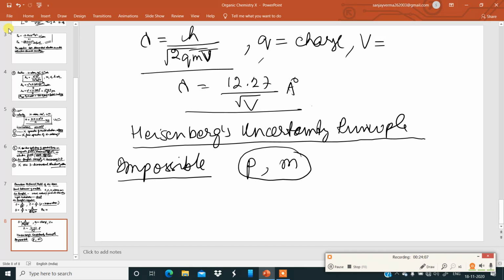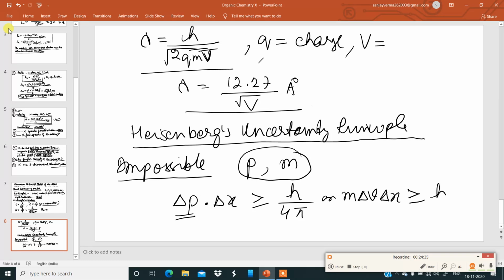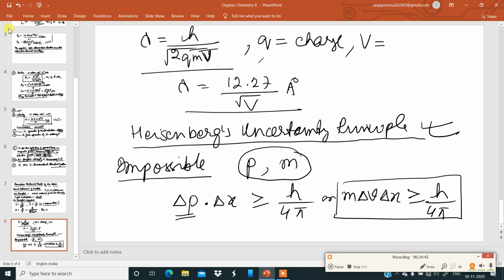Correspondingly, there is a relation: delta P times delta X is greater than or equal to h by 4 pi. Or I can write this equation, since the mass of the particle is constant, as m into delta V, because P stands for momentum and velocity varies, times delta X, again greater than or equal to h by 4 pi. A very, very important equation under Heisenberg's uncertainty principle.